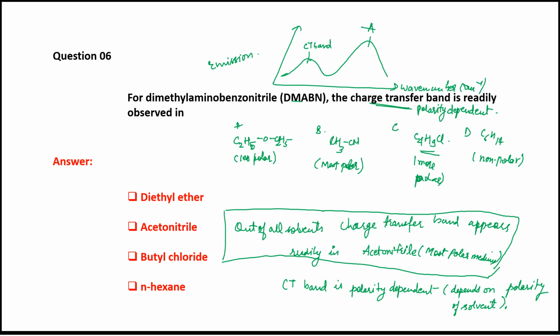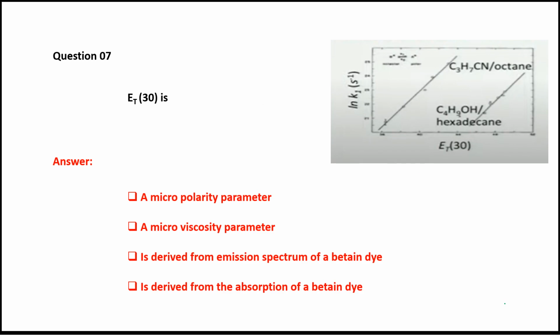So it depends on the polarity of the solvent. And here, what they have given is ET30. What is ET30? Basically, ET is a certain parameter that depends on the polarity, and shows how the value changes for a medium with the polarity.